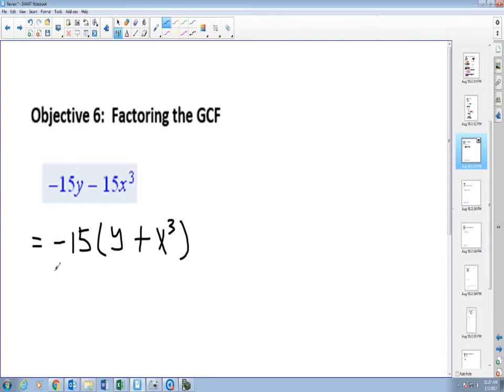Okay, factoring greatest common factor is basically the opposite of distribution, which is a type of division problem.